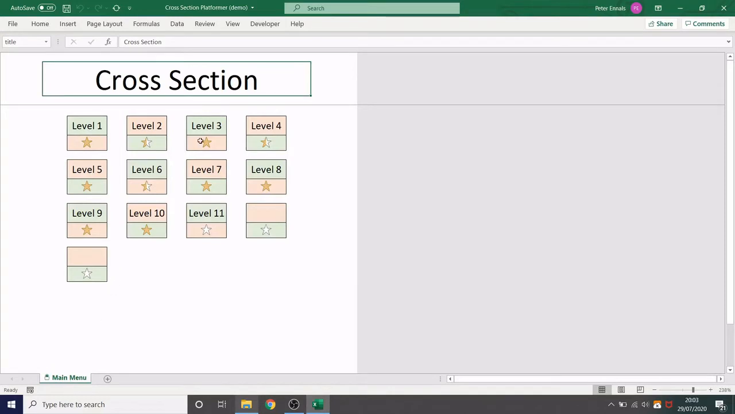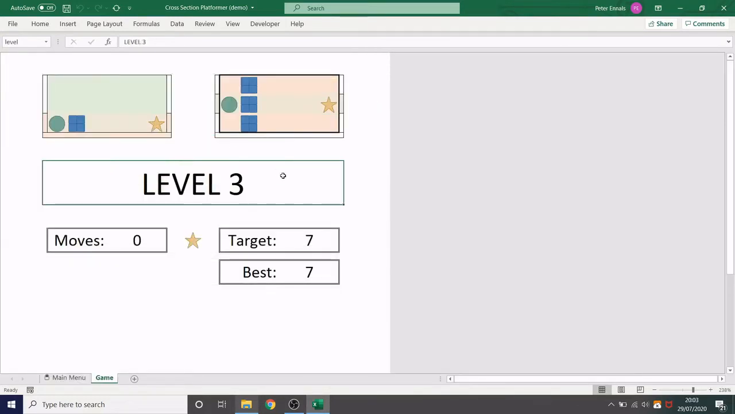Next I want to show you level 3. So this looks very similar to level 1, but this time we have this set of 3 blocks in the way. Now these blocks are fixed in space. Wherever they are, they stay where they are. You cannot move them, and they don't fall, so they're not affected by gravity.